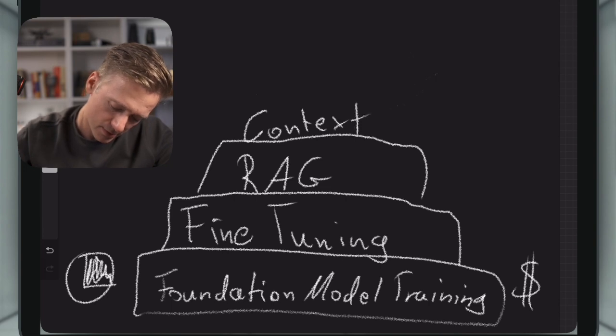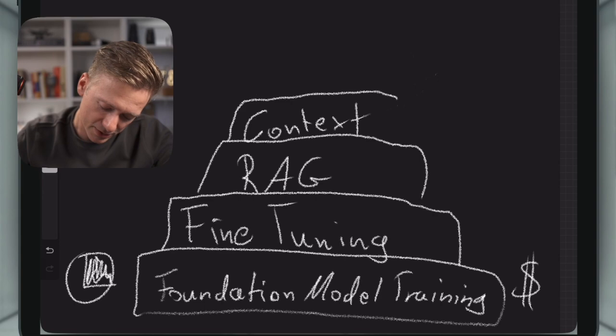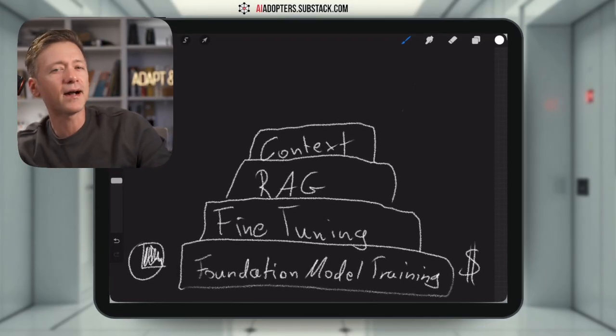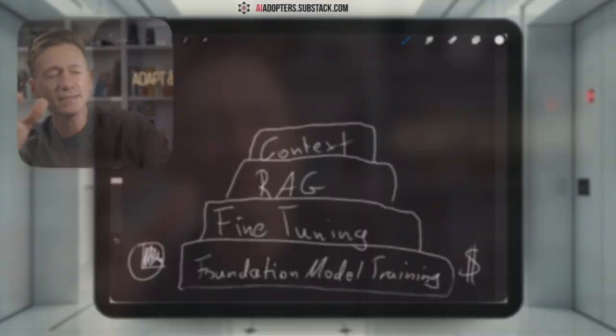Context window. It's basically the AI's short-term memory, and it's not that short.